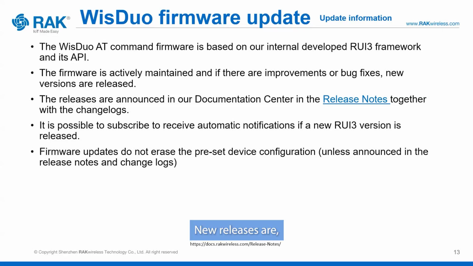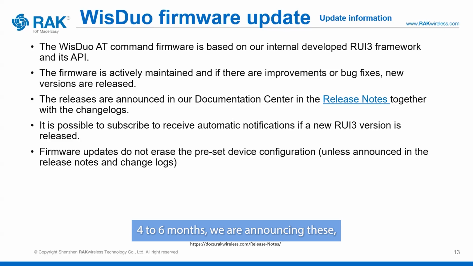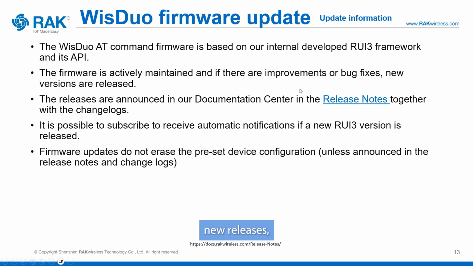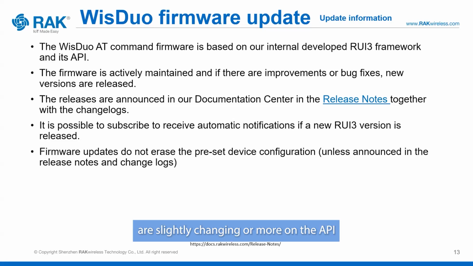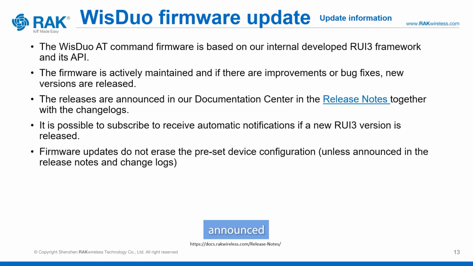New releases are available at the moment around every 4 to 6 months. We are announcing these new releases in the documentation center together with the change logs. And in these change logs, the customer can also find if there are any breaking changes, which we try to avoid. But sometimes it is required, as, for example, AT commands are slightly changing, or on the API side function calls are changing. So this is also announced in the documentation center in the release notes.